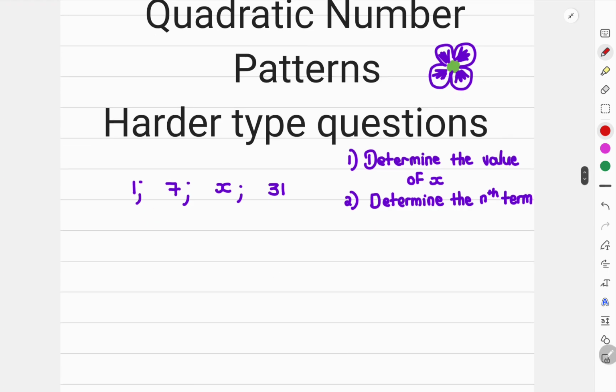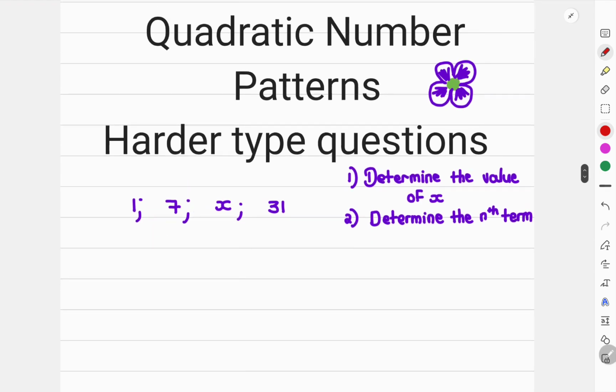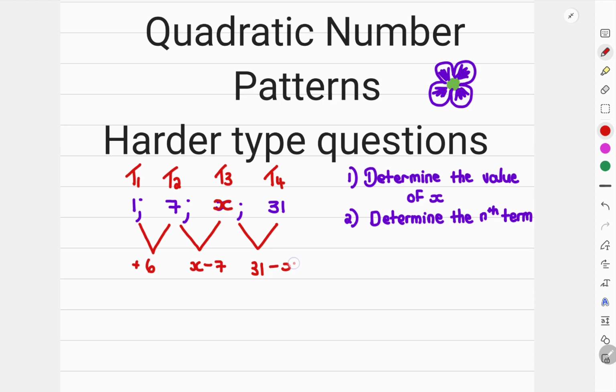All right, so if we're going to go about this, we always say term 2 minus term 1 will give you the difference here, which is a positive 6. Then term 3 minus term 2, which is now in terms of an x, but it's okay. We're just going to stick with it and say x minus 7. And for the next first difference, we say term 4 minus term 3, which is 31 minus x.